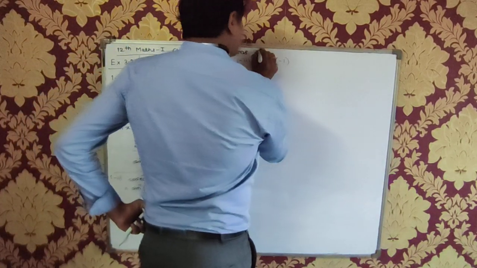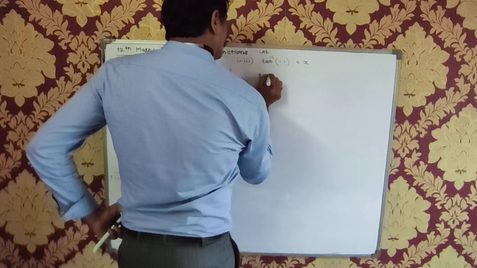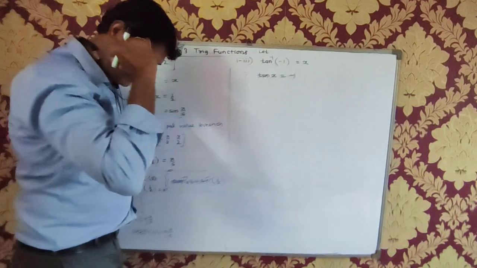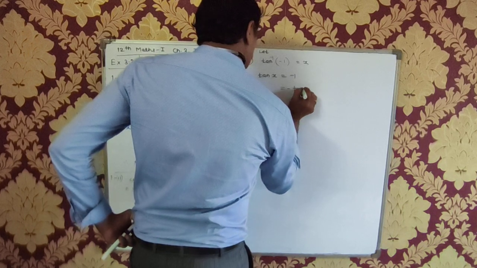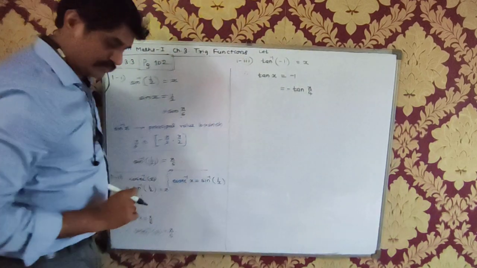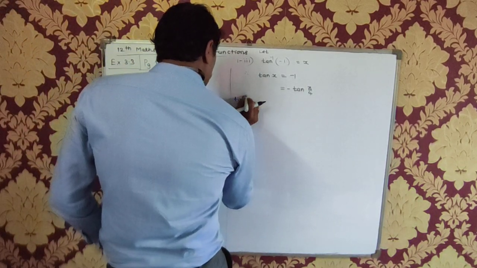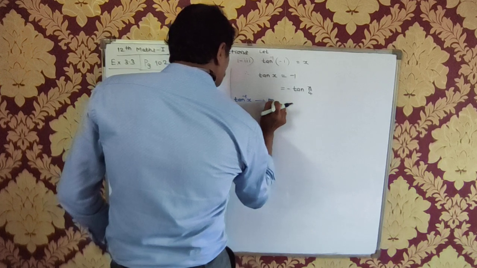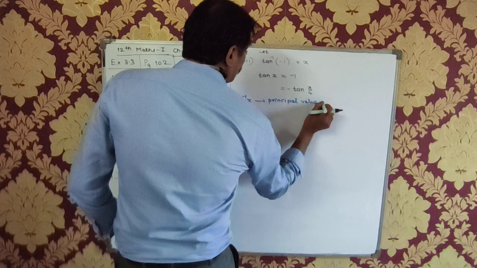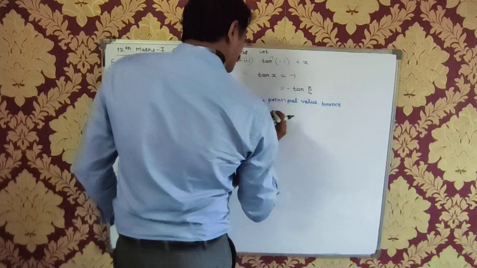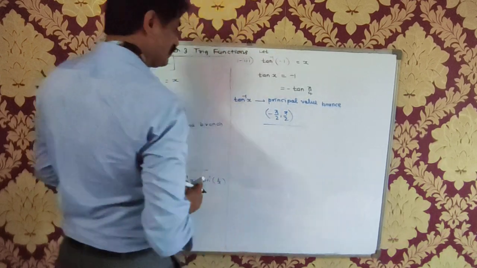I will say let this be equal to x. Therefore, tan of x is equal to minus 1. So that is equal to minus tan of pi by 4. Now, what is the principal value branch of tan inverse function? What was the principal value branch of tan inverse x that I told you? It is again minus pi by 2 to plus pi by 2, but that's an open interval.